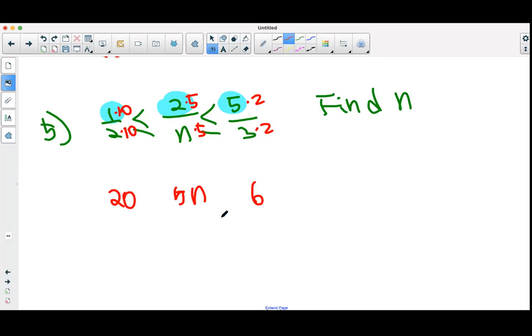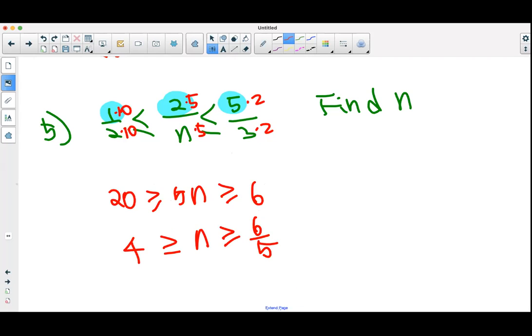In fact, since we're talking about the denominator, it has to be facing the other way around. Something like this. So n has to be less than or equal to 4, but greater than or equal to what? 6 over 5. So that's one thing which we can do in terms of inequalities. How about that, guys? Is it okay? Those are a few things that I thought you guys can think about in terms of skills.